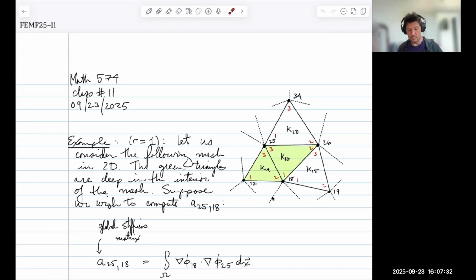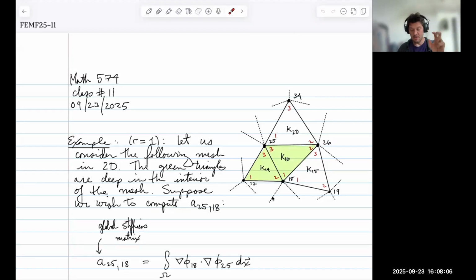Lately we've been talking about assembling the global stiffness matrix from the local stiffness matrices. This idea of the reference triangle and the canonical affine mapping that we're going to talk about today is going to be a way of efficiently computing the elements of the local stiffness matrices.